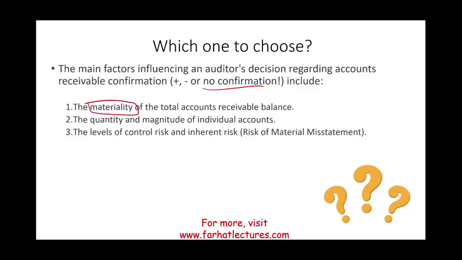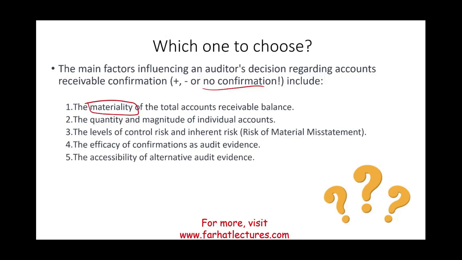The level of risk and inherent risk, which is the risk of material misstatement. I know I'm repeating some of the information, but it's very important for your understanding. The efficiency of the confirmation as audit evidence. Is there an efficiency in our situation to use confirmation to audit accounts receivable? Do we have any alternative audit evidence that we can use, like tests of detailed balances or analytical procedures? Now, bear in mind, the more risk we have, we're going to send positive confirmation and blank. We want them to look.